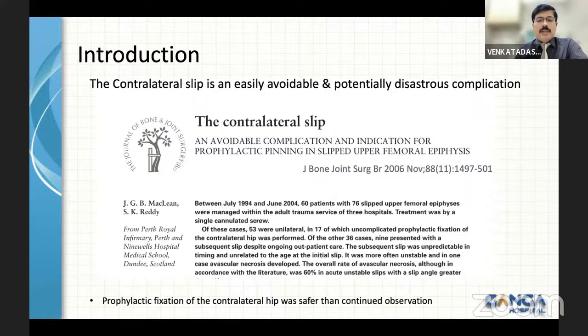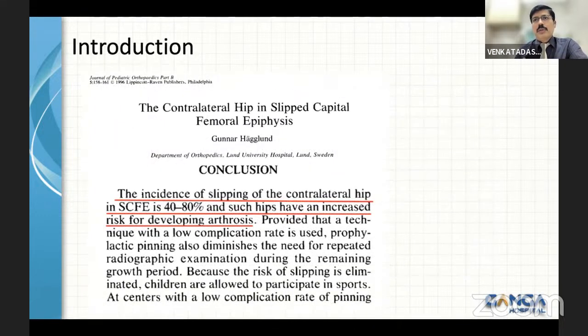Between there are various publications, and a few papers say that it is an easily avoidable but potentially disastrous complication, and it is better to safely pin them rather than have continuous observation, particularly when you know that your patients are not going to be in regular follow-up. So it also depends upon the kind of setup you work in.